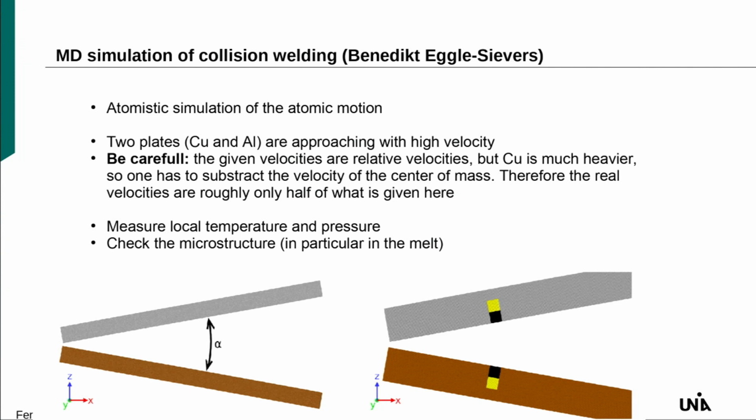But we tried to reproduce as far as possible the geometry. We have 2 pieces here, the copper and the aluminum, which hit under an angle alpha. And then he decided to measure the local temperature and the local pressure in small parts here.